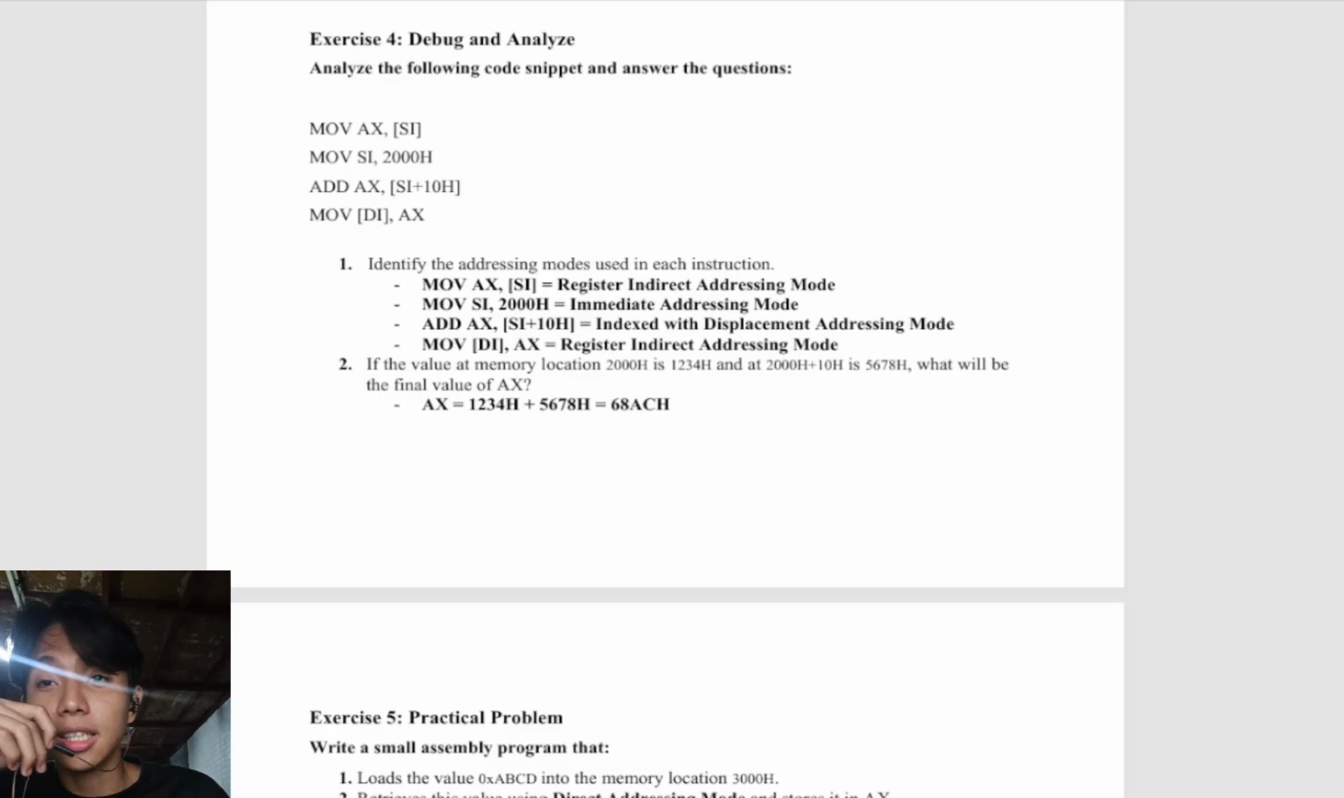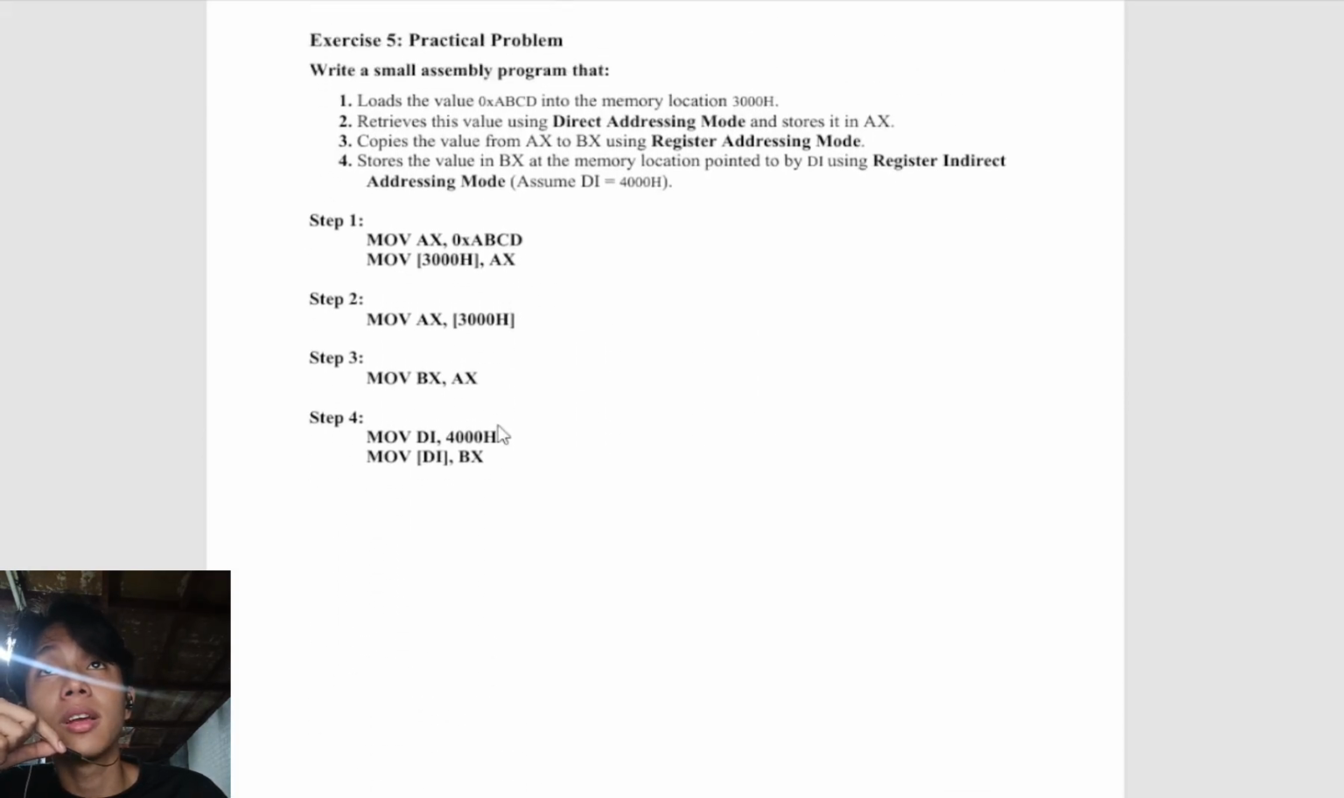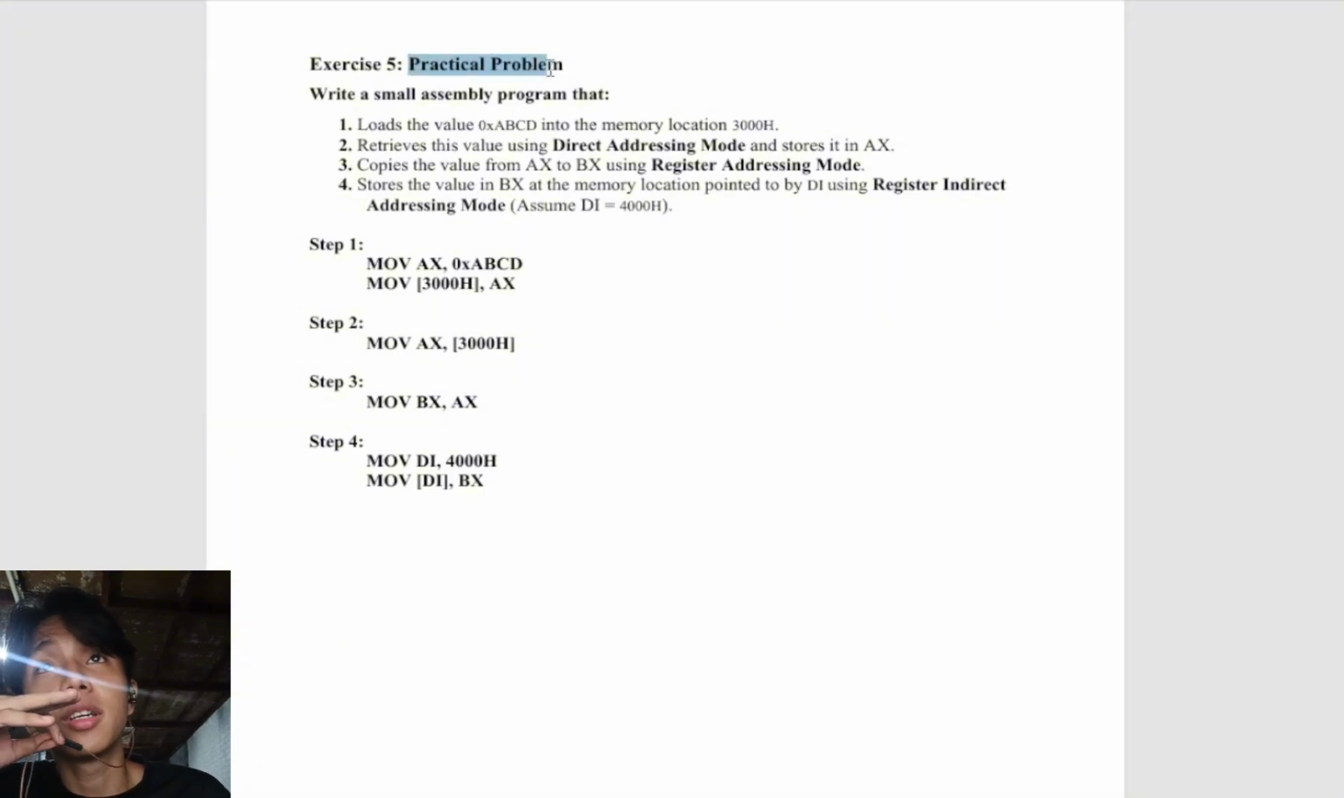Then lastly, exercise 5, a practical problem. Write a small assembly program that, number 1, loads the value 0xABCD into memory location 3000H. Number 2, retrieves the value using direct addressing mode and stores it in AX. Number 3, copies the value from AX to BX using register addressing mode. And number 4, stores the value in BX at the memory location pointed to by DI using register indirect addressing mode. Assume DI equals 4000H.